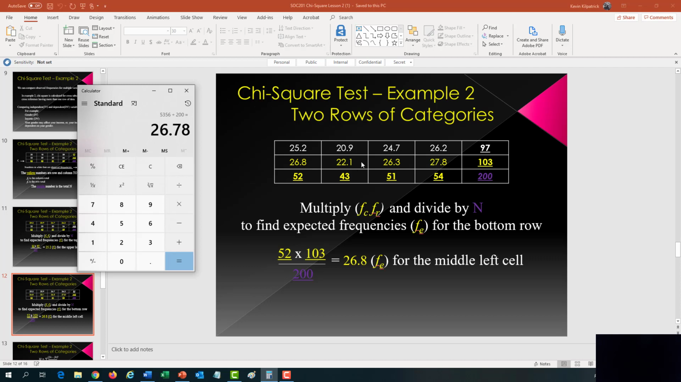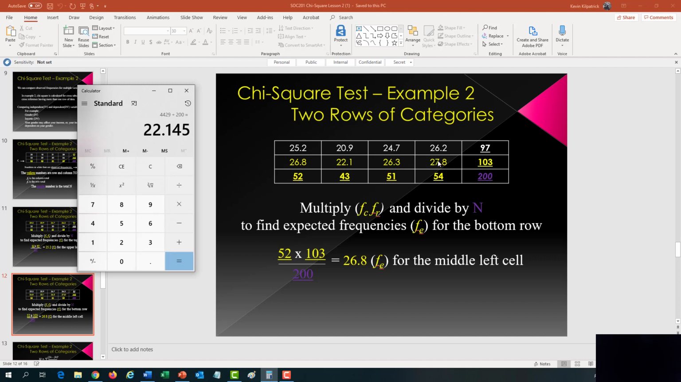The next number in the bottom row, I'm going to find 22.1 by multiplying 43 times 103, get that result, and divide that by 200. And that gives me 22.145, which I'm going to round down to 22.1. Okay? You see what I'm doing? I calculated expected frequencies for the top row, and then I'm going to calculate expected frequencies for the bottom row.